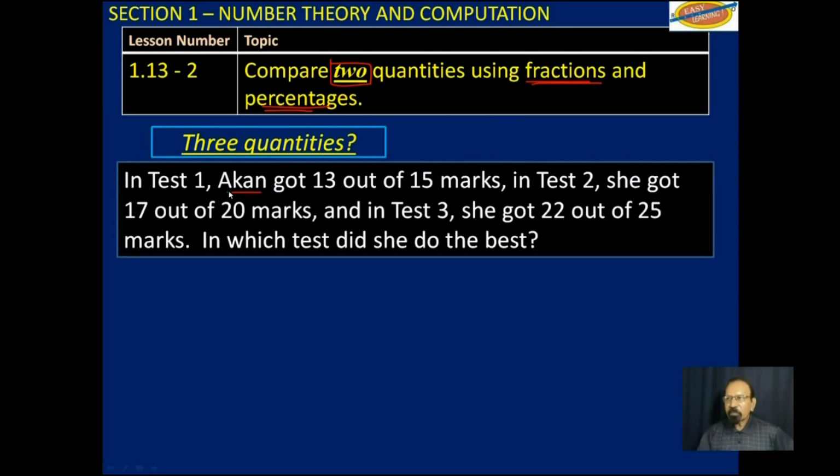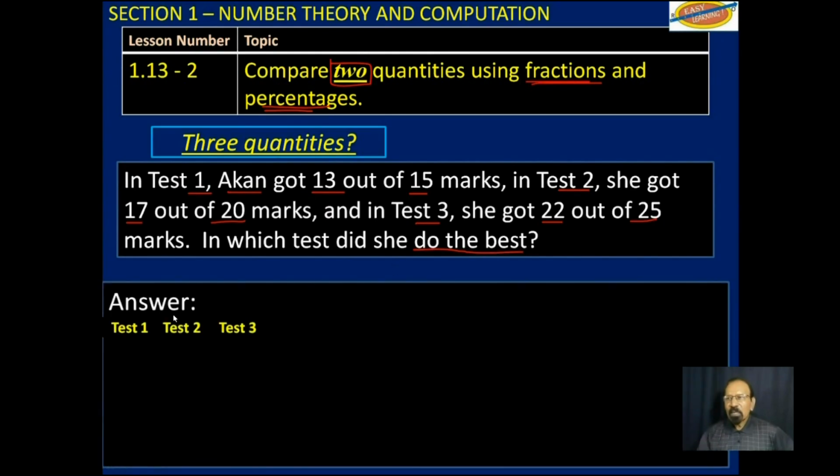Let's go back to Akan. In test 1, she did get 13 out of 15 marks. In test 2, she got 17 out of 20 marks, but now we have a test 3 since then, and she got 22 out of 25 marks. In which test did she do the best? Okay, so we will set up these fractions as if we are about to add them. 13 out of 15, 17 out of 20, 22 out of 25. We'll find the LCM, which is 300.